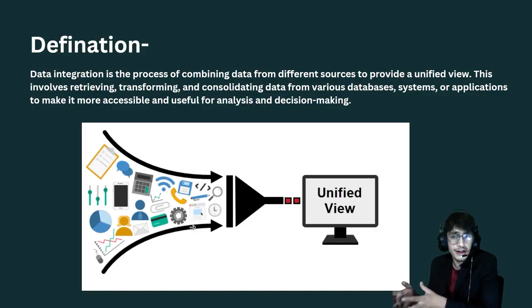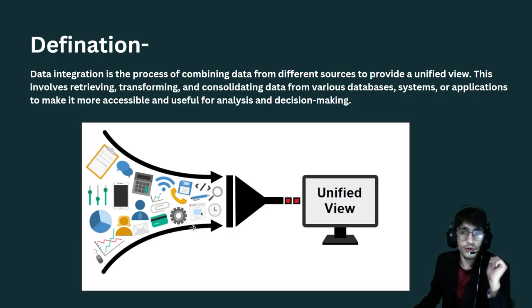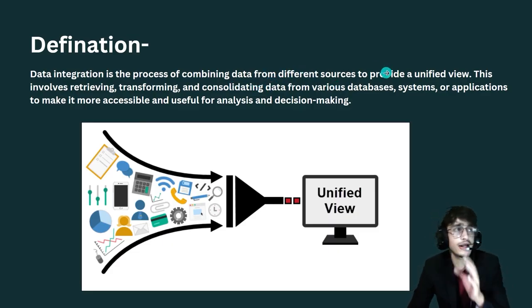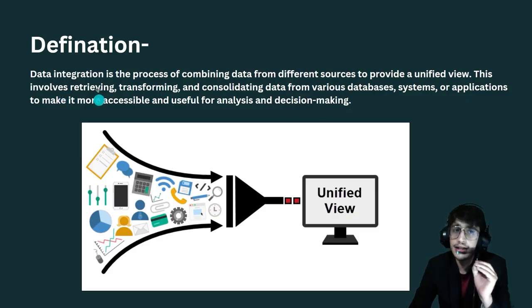So what do you mean by unified view? Unified view means that the data is in one database and in one consistent form. Our definition says the same: data integration is the process of combining data from different sources to provide a unified view. This involves retrieving data from different sources, transforming the data from the original source to the structure we want, and consolidating data from various databases, systems or applications, etc. And this is useful for analysis and decision making. So this was all about the definition.